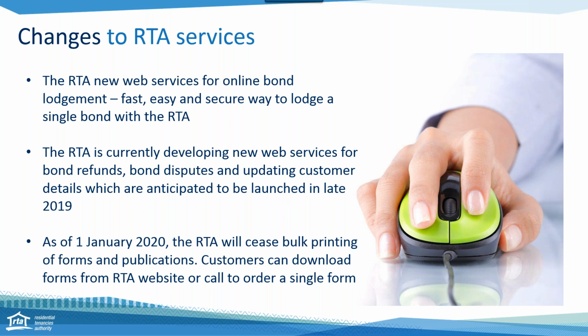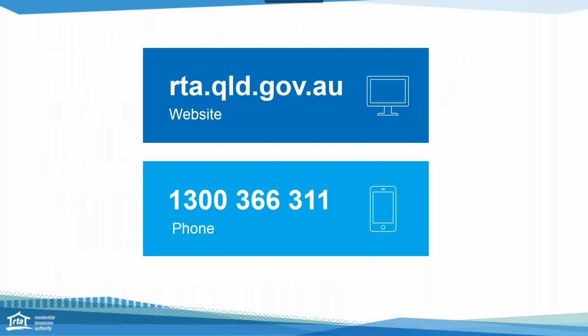The RTA is also looking to reduce its environmental footprint and put a focus on expanding our customer services and support. As of 1 January 2020, the RTA is going to cease bulk printing of forms and publications. Customers can download the up-to-date forms from the website, or they can call our contact centre for a single form if they're unable to access a computer or a printer. Again, our website details are available here, or you can call our friendly staff in our call centre on 1300 366 311.